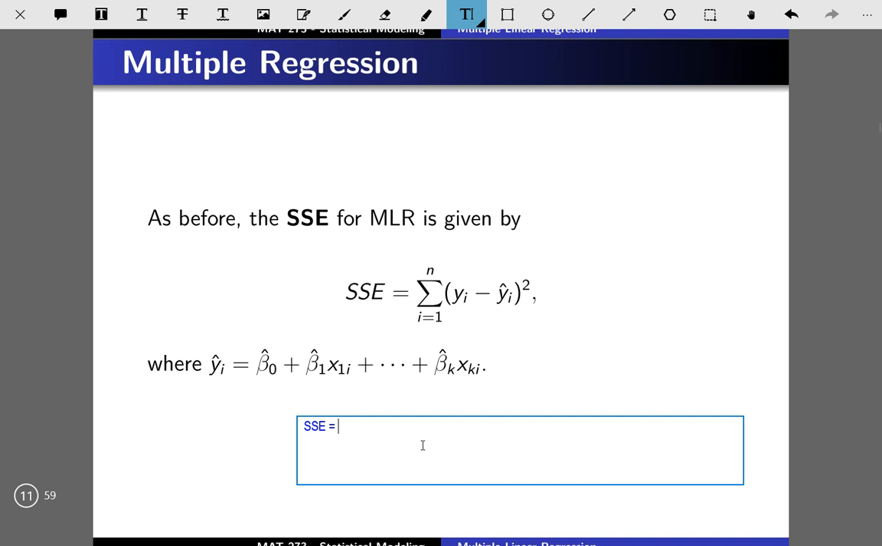SSE equals the sum of each residual squared. That's what this is equal to up here. So each one of these is a residual, which equals the actual response value minus the predicted response value squared. So the square is inside the summation. We square each term individually and then add up all those squared terms.